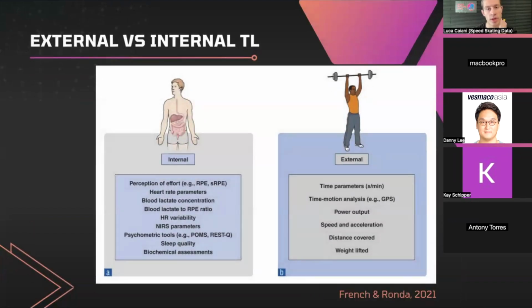Here is the answer to the question. The internal parameters can be perception of effort, heart rate parameters, blood lactate concentrations, blood lactate to RPE ratio, everything similar. And then the external load is pretty straightforward in speed skating: for how long you skate, what distance you cover when you're skating, and how you monitor it. So maybe with the GPS, or we'll cover later how we do it in speed skating data. Or maybe if we are training in the weight room, it's just how much weight there is on the barbell that you are lifting.